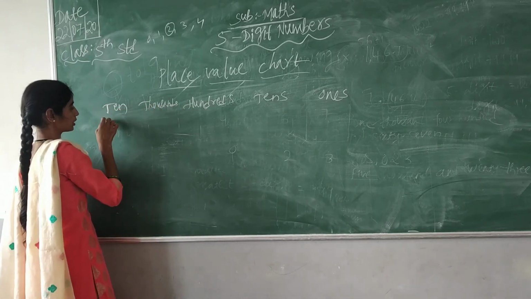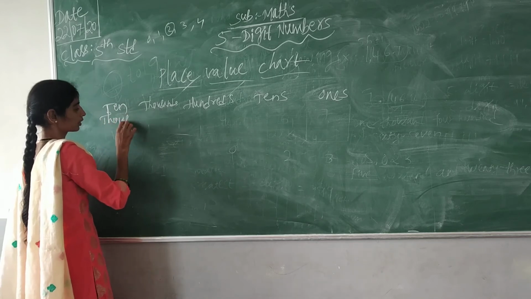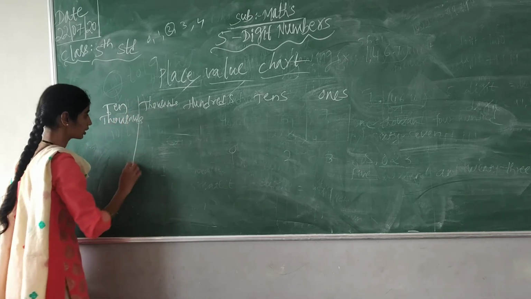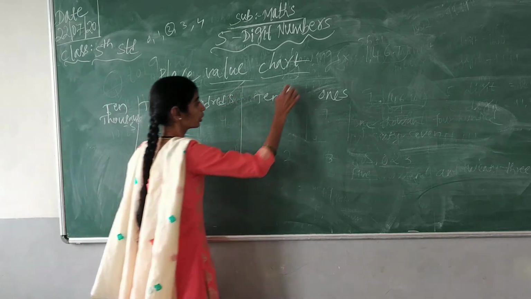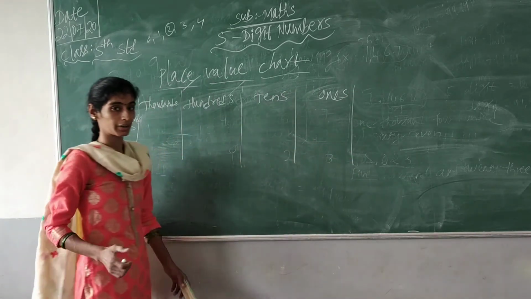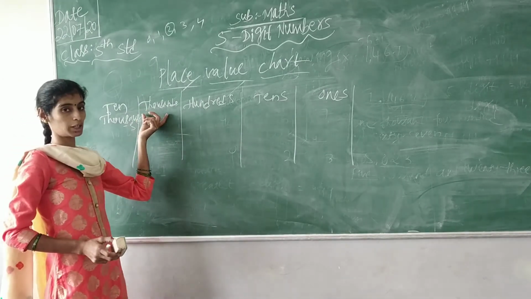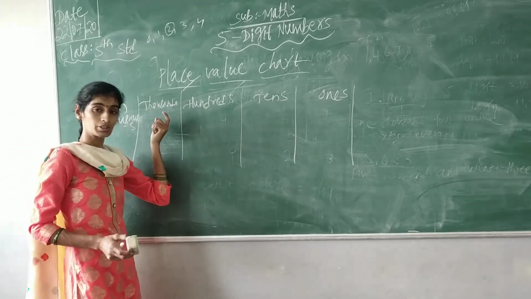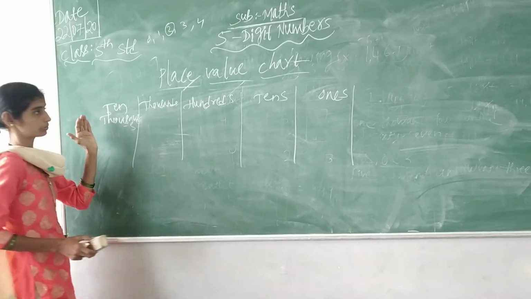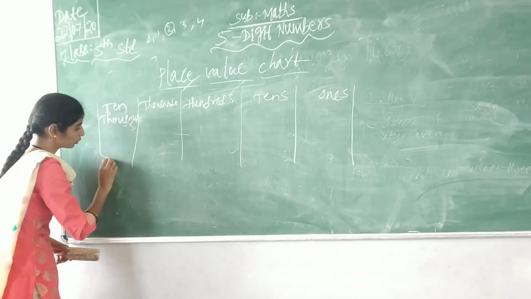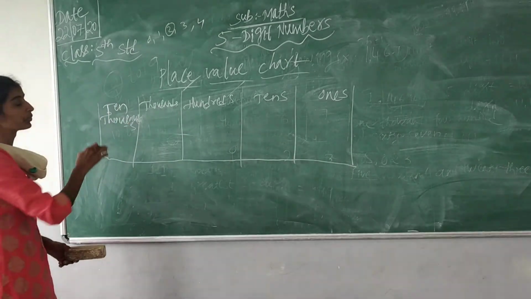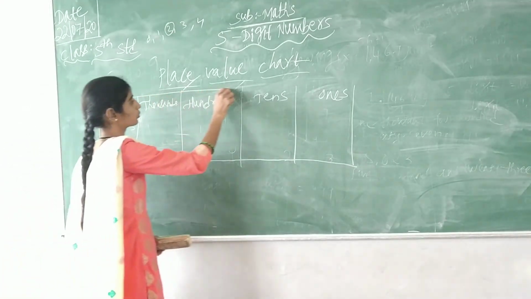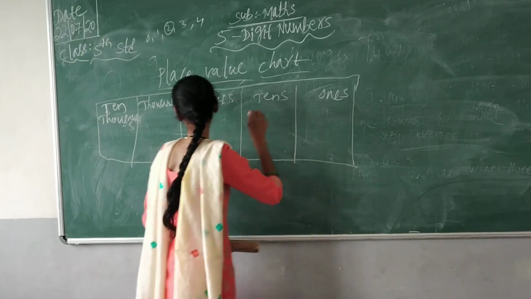Next place value is 10,000s. So what is the next place value, children, after 1,000? Yes, it is 10,000s. So only one place you need to add. Up to 1,000 it remains the same. For 4-digit numbers we write up to 1,000. For 5-digit numbers, one more place is going to be added. What is that place, children? Yes, it is 10,000s.